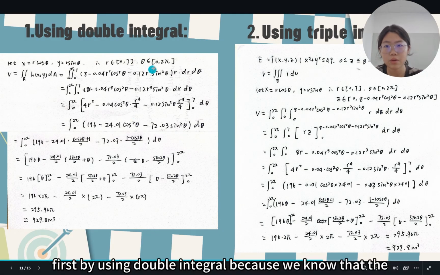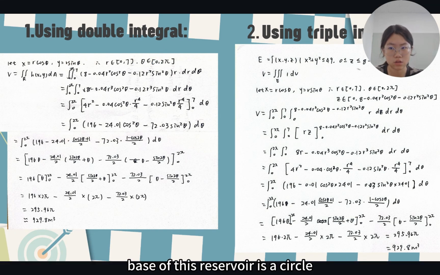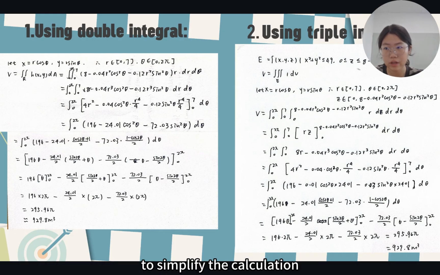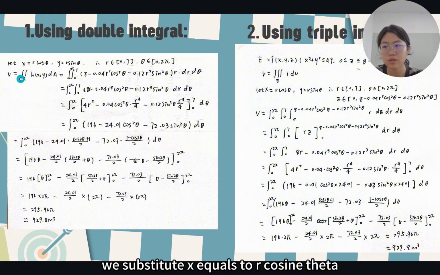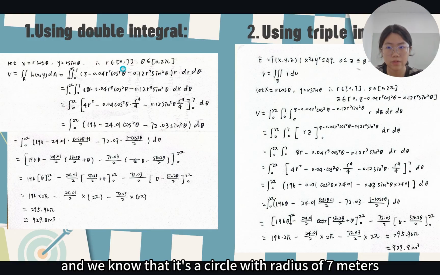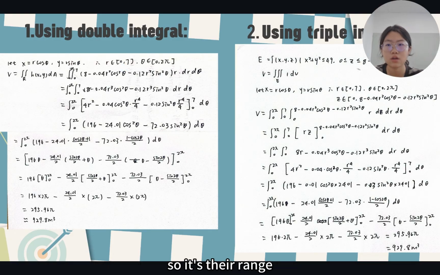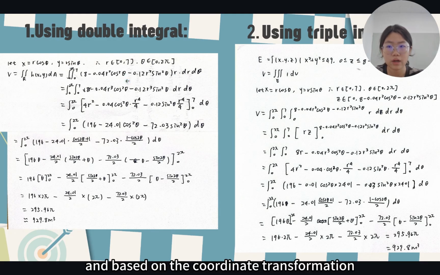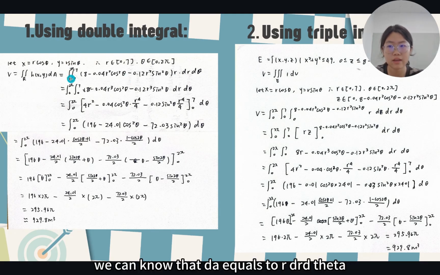First, by using double integral, because we know that the base of this reservoir is a circle, we can use polar coordinates to simplify the calculation. We substitute x equals r cosine theta, y equals r sine theta. And we know that it's a circle with radius of 7 meters, so this is their range. And based on the coordinate transformation, we know that dA equals r dr d theta.